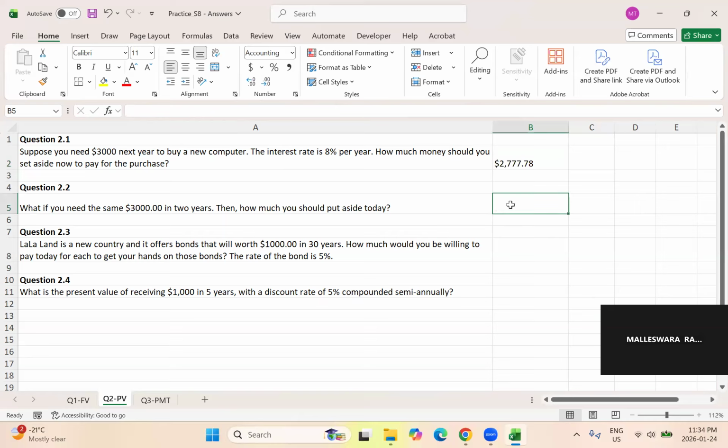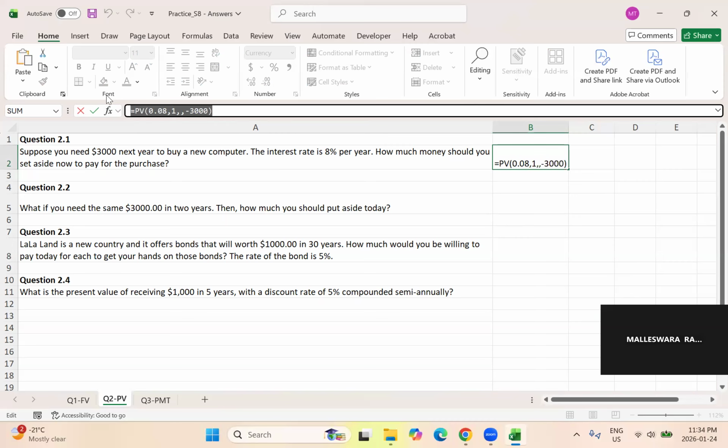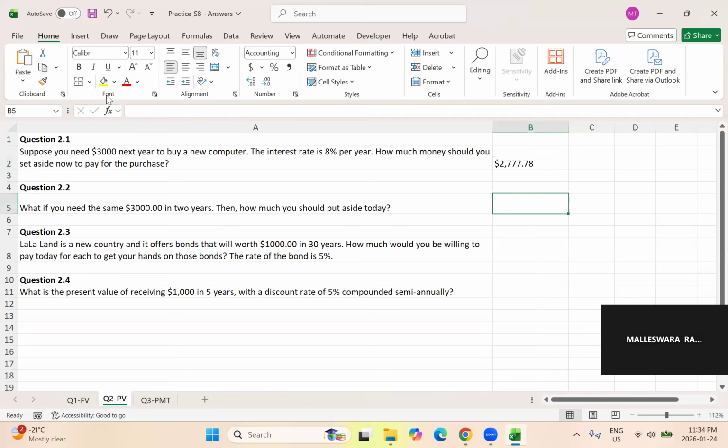So what if it requires 2 years? Take the same formula and put this into it.